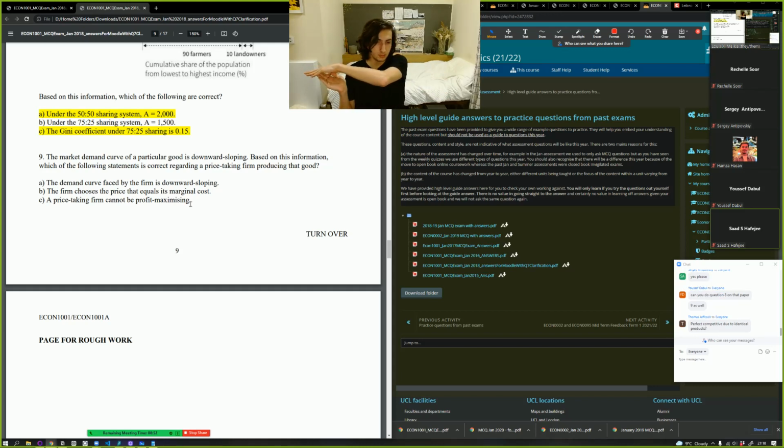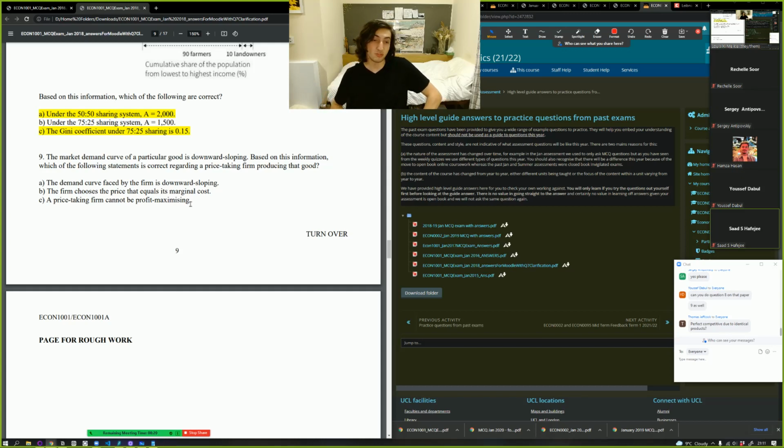Perfectly competitive due to identical products. Not necessarily, but it is a perfectly competitive market if we're saying that, because they all have to hit the same price. So it's a price-taking market. The firm produces where price equals its marginal cost. Wrong, it is forced to produce at that price. It doesn't choose, essentially. And a price-taking firm cannot be profit maximizing. Nope, they can maximize their profits.